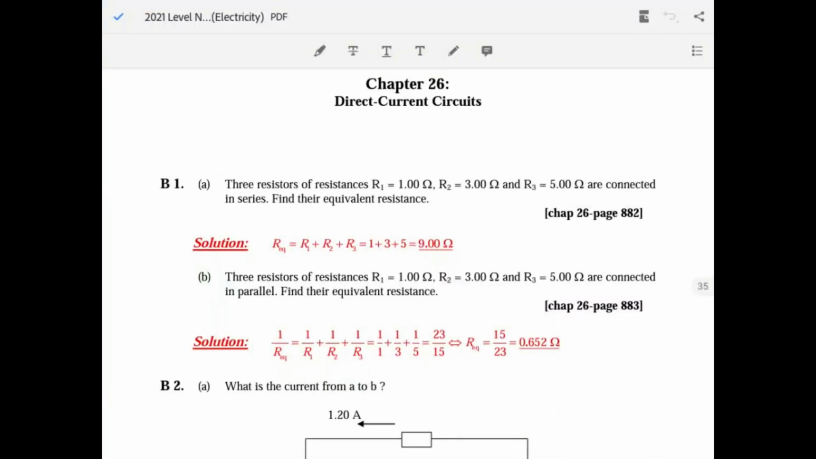Chapter 26, Direct Current Circuits. Probably one of the easiest chapters. Three resistors are connected in series. Obviously, for resistors in series, you just add them up. So 1 plus 3 plus 5 is 9.